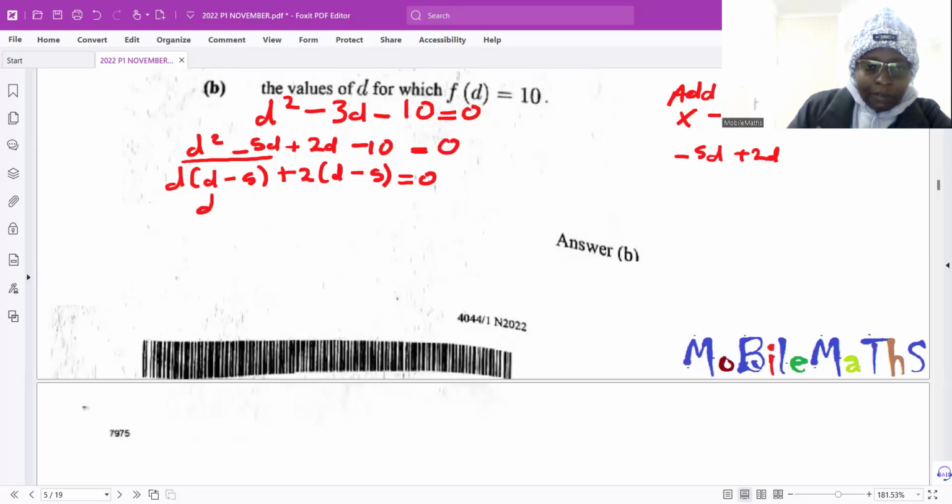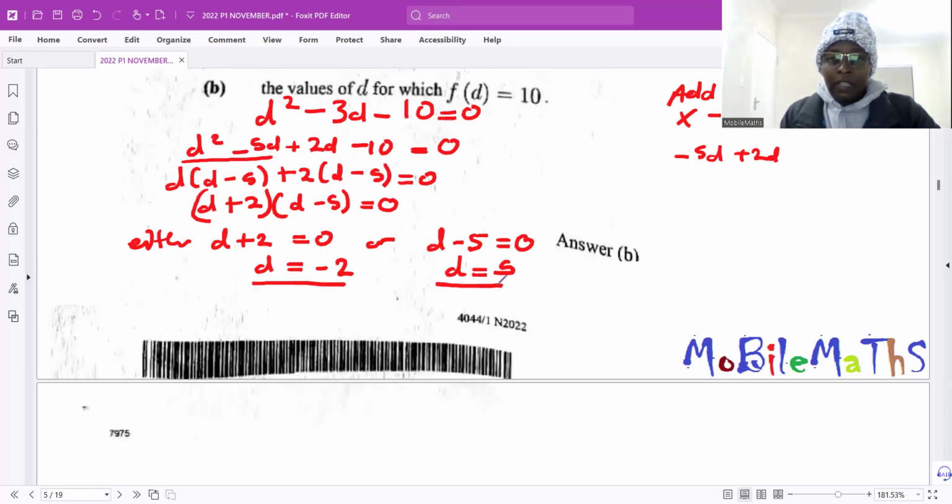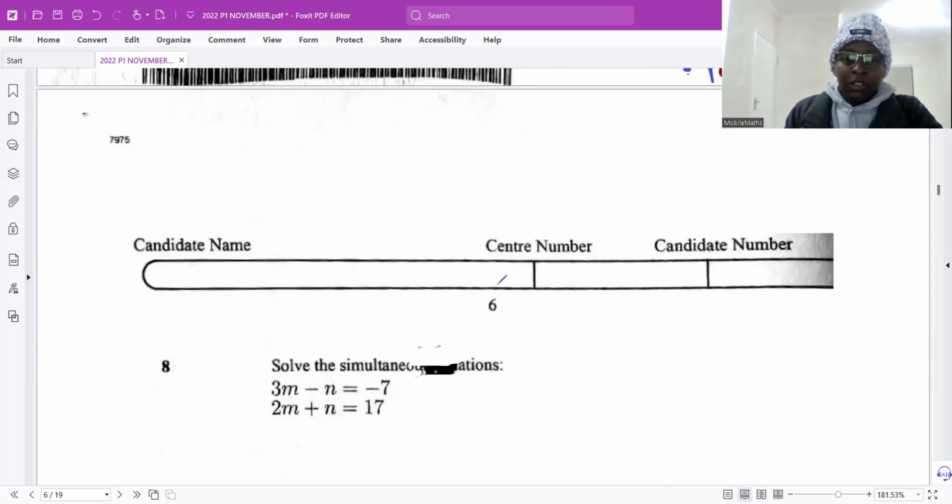Okay, so it means my factors are d plus 2 and d minus 5. This is all equal to 0. So I can say either, since we are solving for d, d plus 2 is equal to 0, or d minus 5 is equal to 0. Solving for the first one, we get d is equal to minus 2. For the next one, we get d is equal to 5. So these are our two values for d.